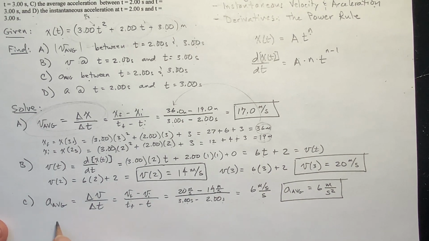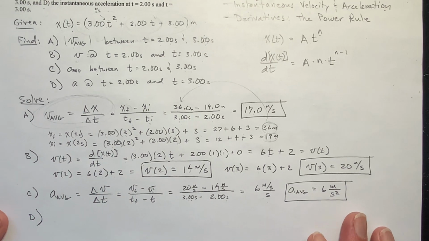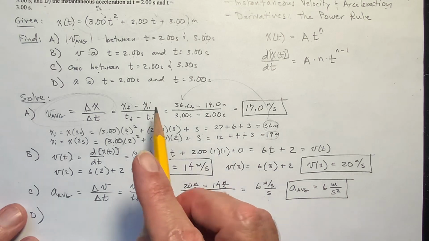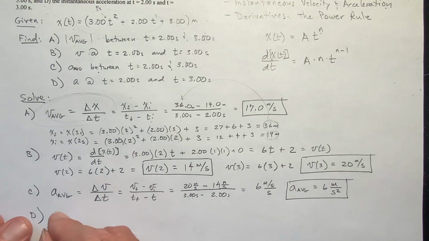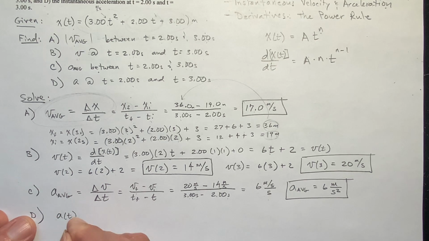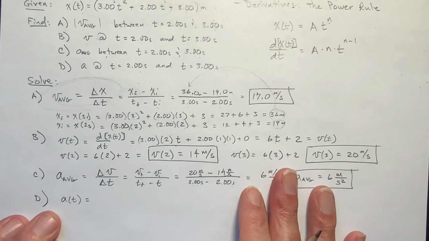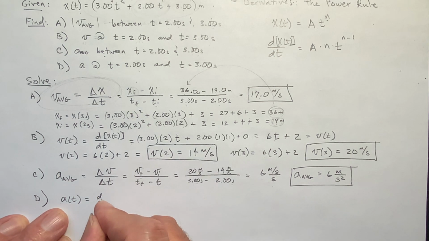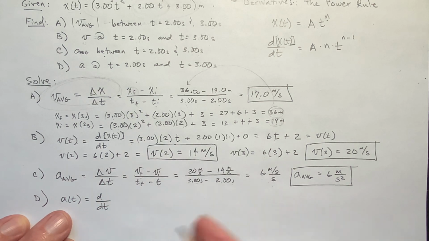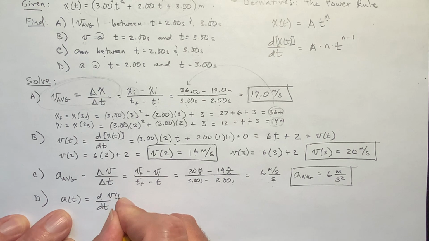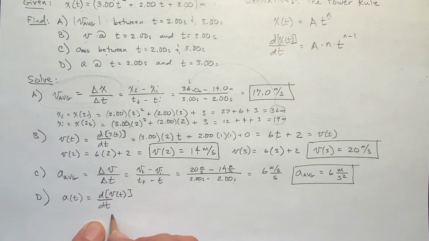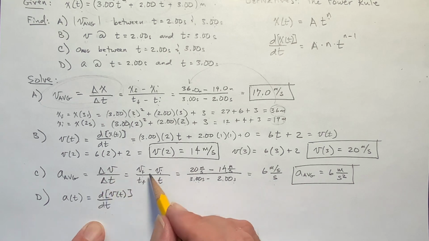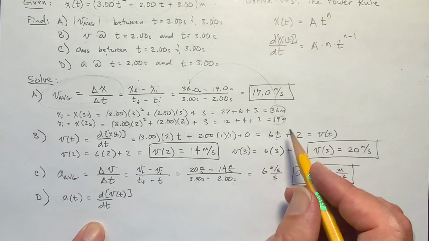All right, now let's do part D. Let's do part D. And we want to know what is the instantaneous acceleration at 2 seconds and 3 seconds. So that means we need the acceleration as a function of time. But acceleration is the rate of change, or in other words, the time derivative of my velocity function. So we're going to operate the derivative with respect to time on my velocity equation, which is right here.